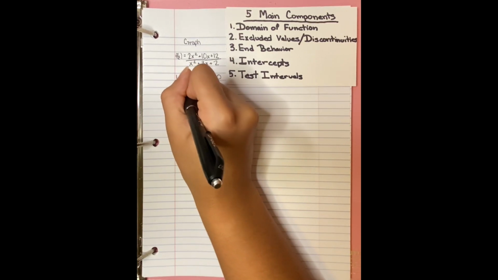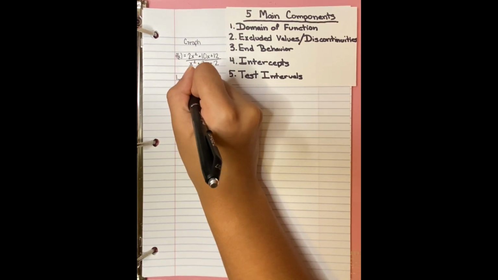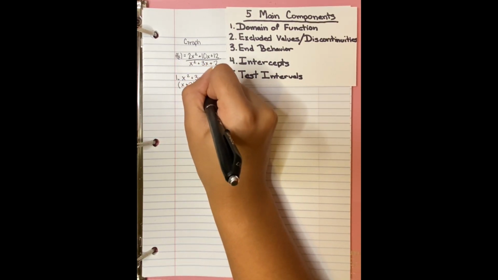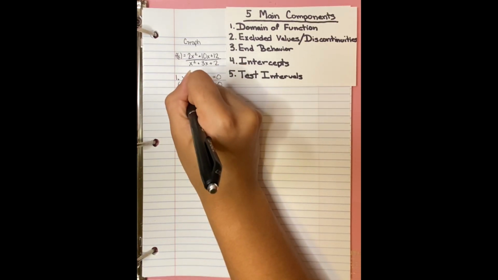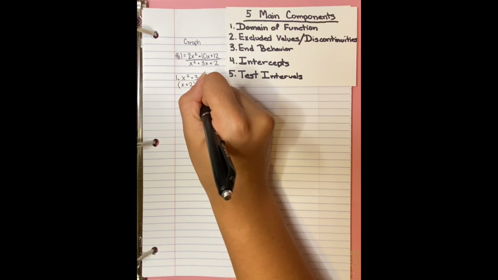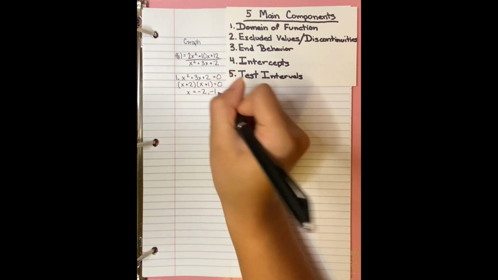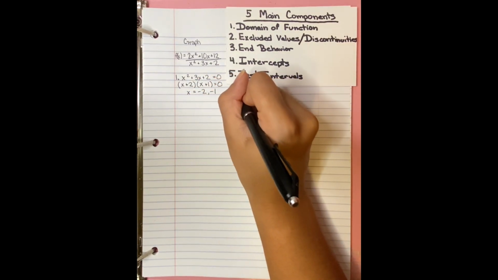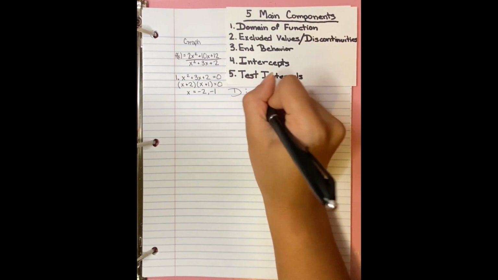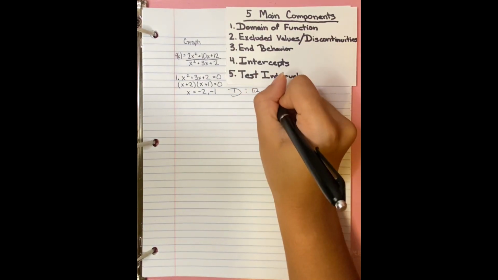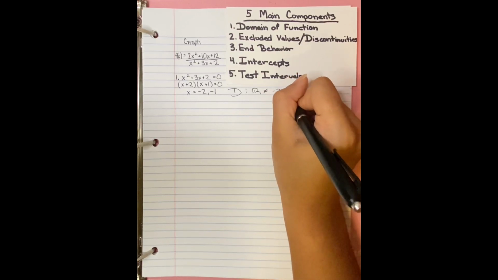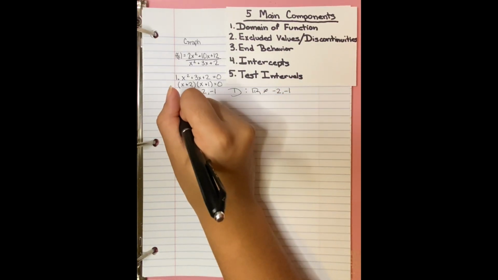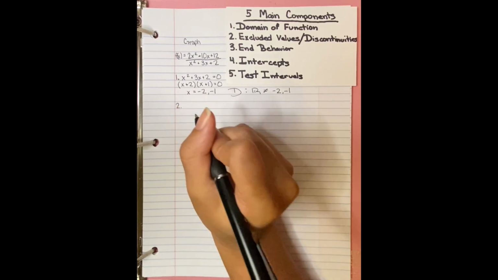And then set that into two binomials. So we'll have x plus 2 and x plus 1 equals 0. And then solve for x, and we'll have x equals negative 2 and negative 1. So we know our domain for this function will be all real numbers except for when x equals negative 2 and negative 1.